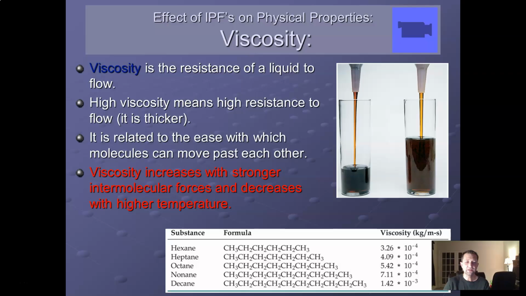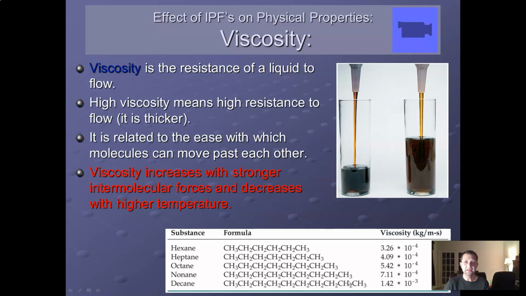It'll also decrease with higher temperature. So let's analyze those two things really quick. I have a bunch of hexanes or alkanes down here. Hexane is only with 6 carbons, okay? Heptanes with 7, octanes with 8, nonanes with 9, decanes with 10.